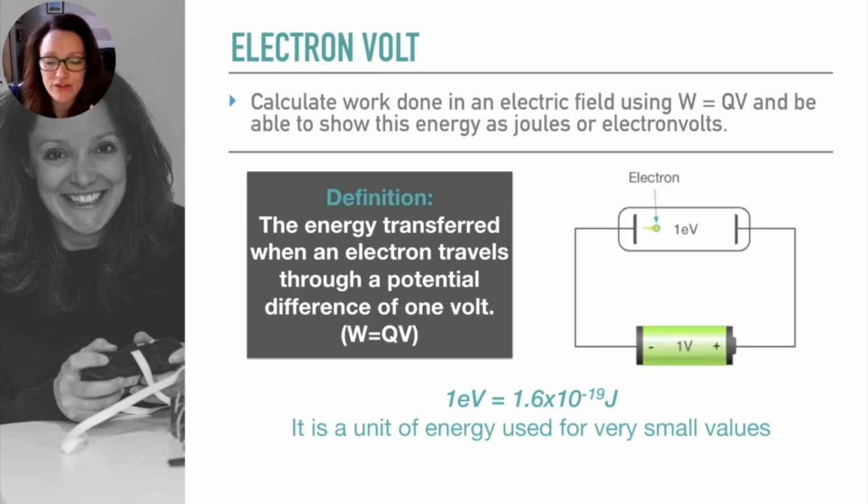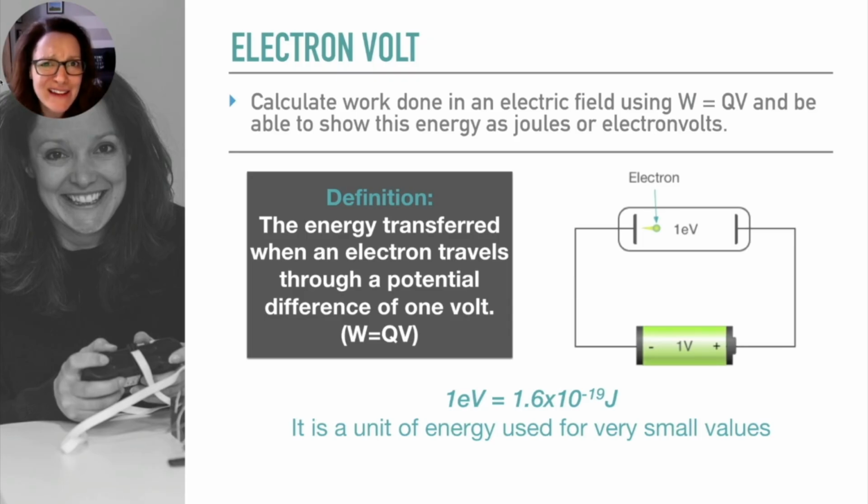So 1 electron volt is equal to the charge of an electron, which is 1.6 times 10 to the minus 19, times 1 volt. So our conversion factor is 1 eV equals 1.6 times 10 to the minus 19 joules.